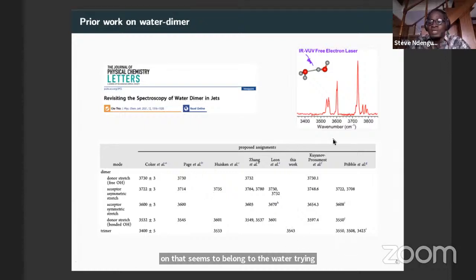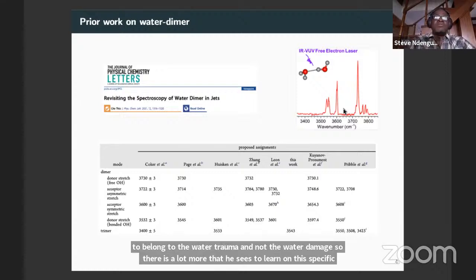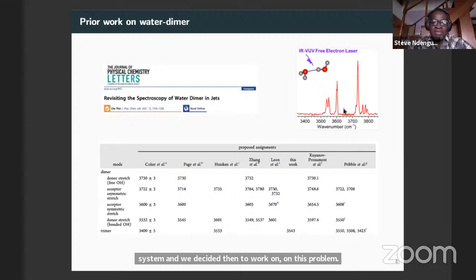So there is a lot more to learn on this specific system, and we decided to work on this problem. I don't want to go into too much detail because of time, but basically there are not too many computational or theoretical methods that can describe very accurately the spectrum of the water dimer through computation, and not only the spectrum, but also predict the origin of all of these features that are observed here.